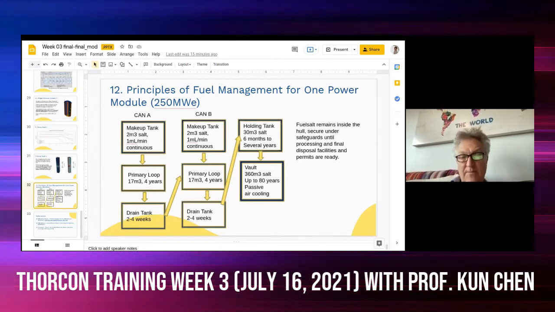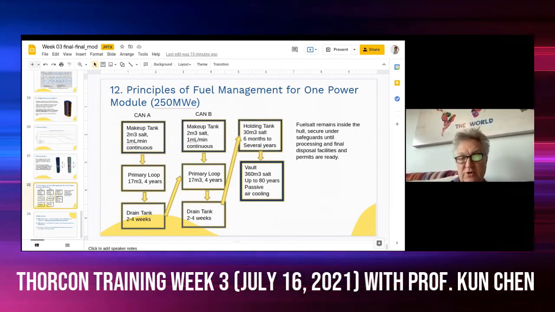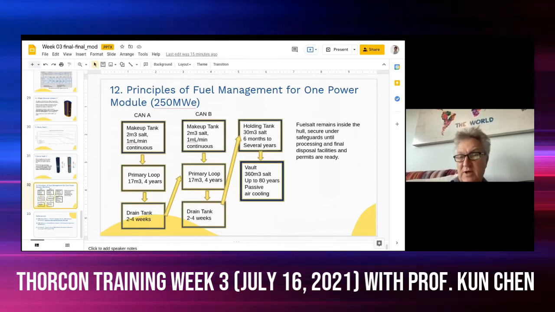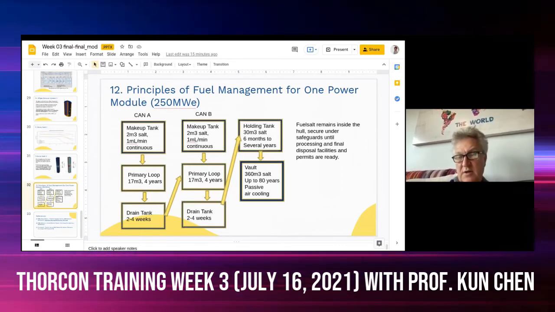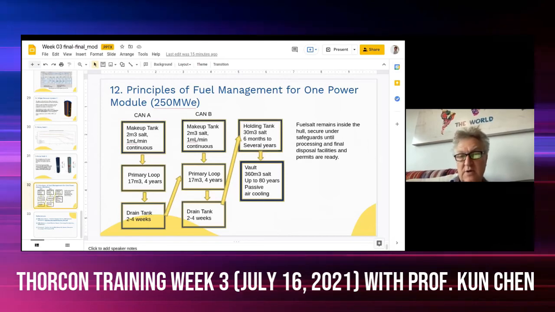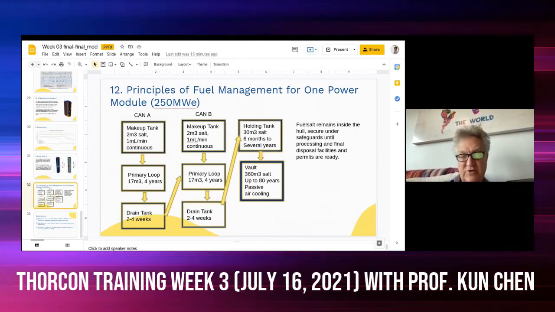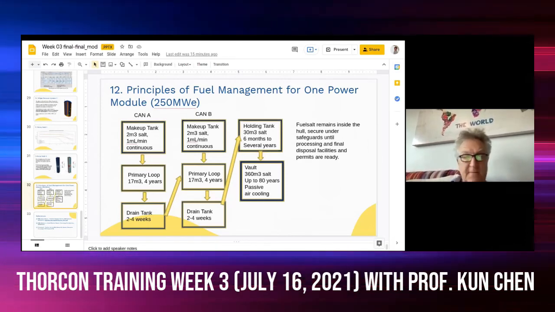That would be for one power module. There would be 2 such power modules in a ThorCon aisle in the typical 500 megawatt hull that you see in all the pictures.